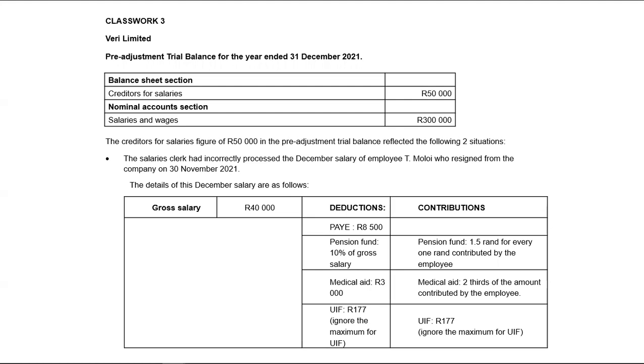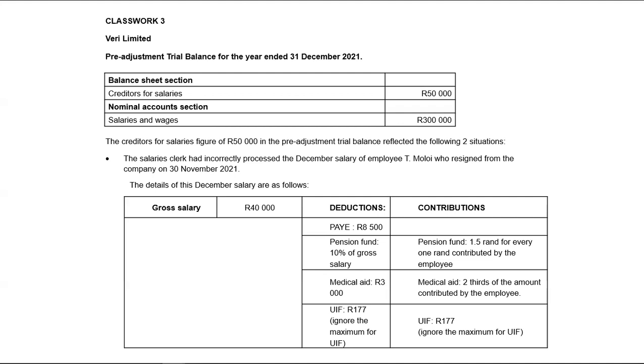They said creditors for salaries figure of 50,000 in the pre-adjustment trial balance reflected the following two situations. The salary clerk had incorrectly processed the December salary of employee Timuloi, who resigned from the company on the 30th of November. Remember, our financial year end is the 31st of December. This person resigned on the 30th of November, which is the previous month, the month before the month of the year end. Now, the details of this December salary are as follows.